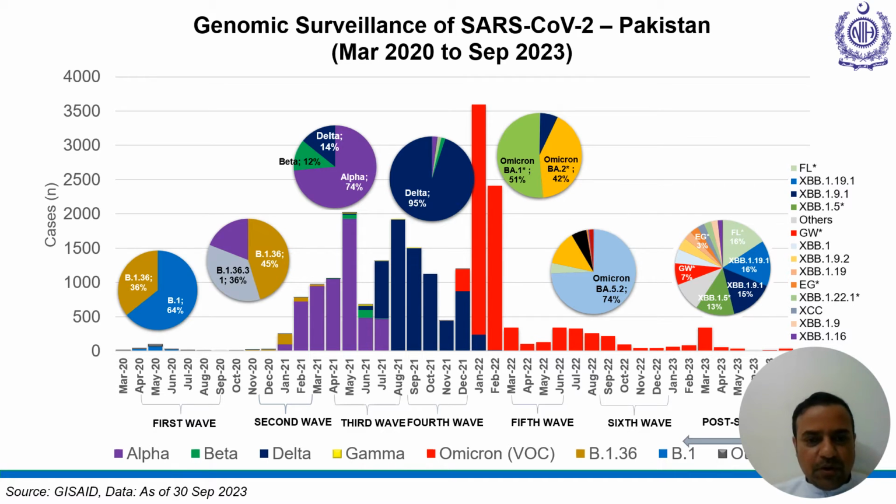You can see very few whole genomes are available during the first wave. However, as the pandemic unfolded, we established the NGS facility at NIH and in our provincial labs, and you can see the number of sequences have increased. Although there are very few sequences reported in the last 1 year or so, that's mainly due to the lack of positive cases reported from Pakistan.